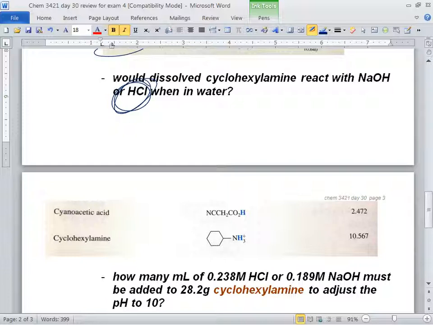If I wanted to, now this is where I think you can really understand this, I want to change this answer to NaOH. And I want to use the same buffer system. How do I change the question?